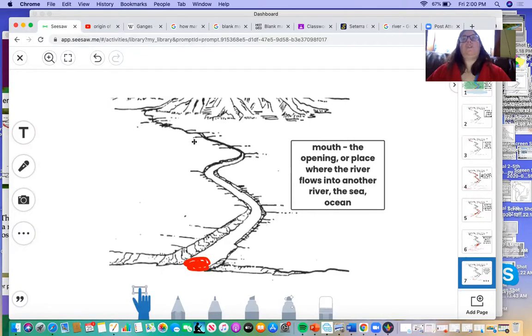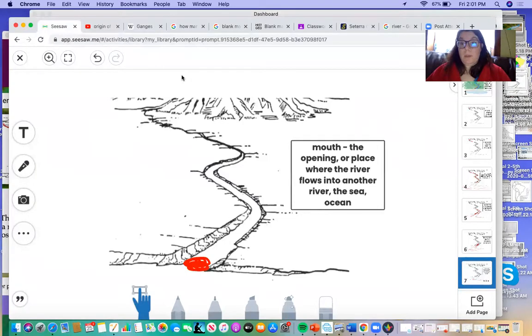How many rivers are there? There are thousands and thousands of rivers in the United States, and there's something like 3.5 million miles of river just in the United States alone. In St. Louis, we have two major rivers that flow through St. Louis. We have the Missouri and the Mississippi River.